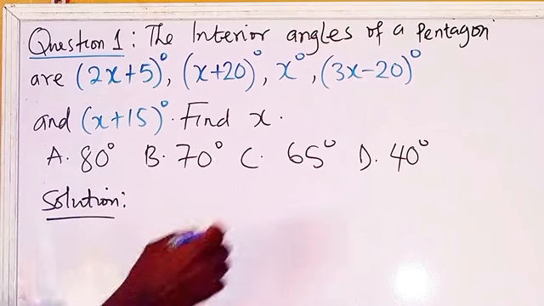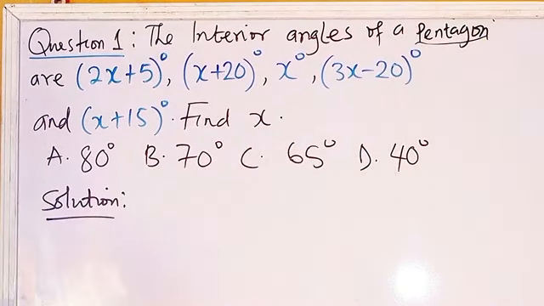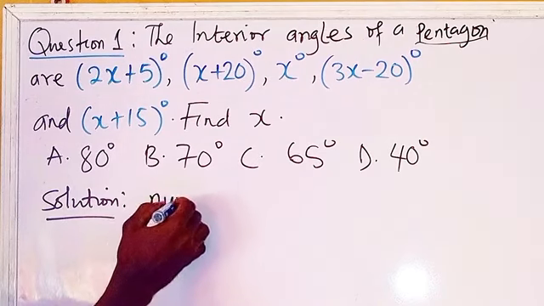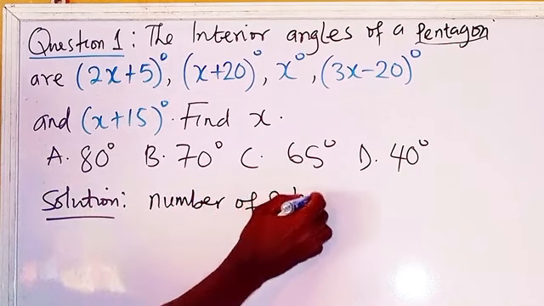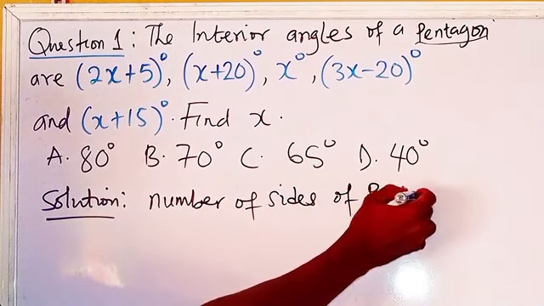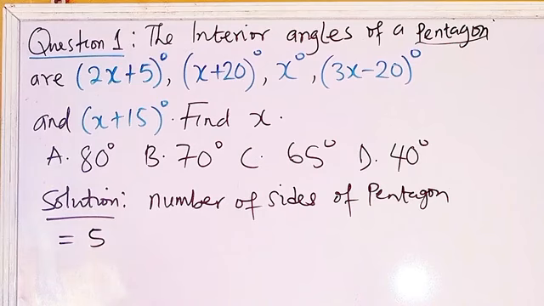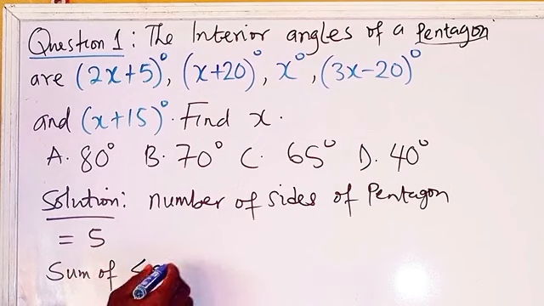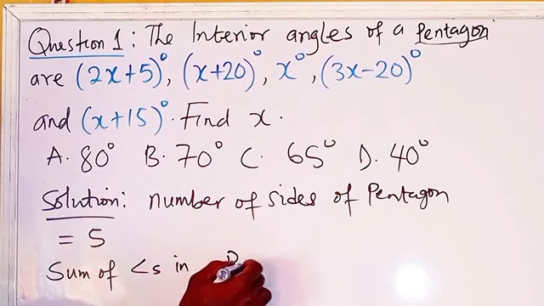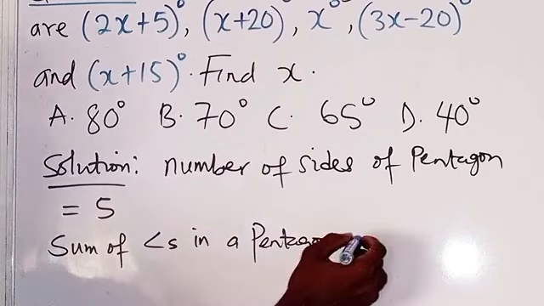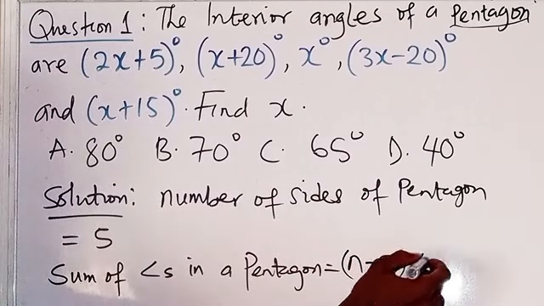Now from here, let's look at what they mean by pentagon. Pentagon means a polygon or a shape with five sides. So the number of sides of a pentagon is five. So if the number of sides is five, the sum of angles in a pentagon, the formula is going to be n minus 2 multiplied by 180 degrees.